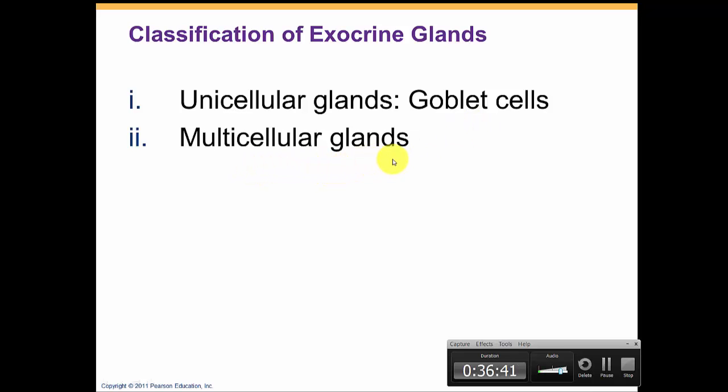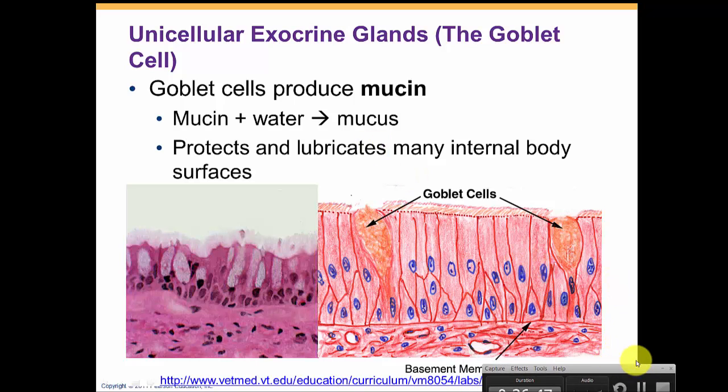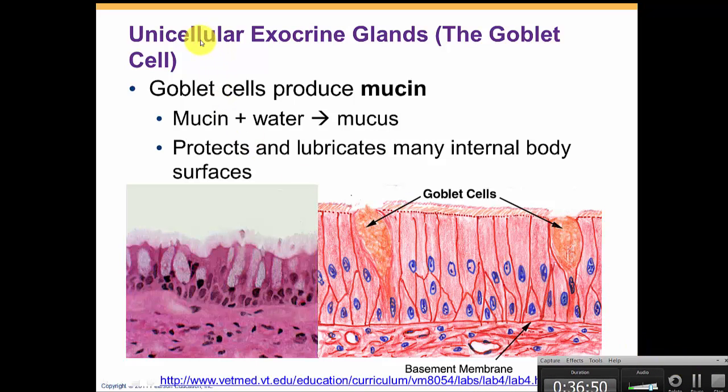And we have multicellular glands. The multicellular glands are going to be classified further, which we'll do in a second. But let's see first, what does the unicellular gland do, or what does the goblet cell do? It secretes mucin, which attracts water and makes mucus. So this picture here shows us goblet cells. Here is goblet cells under the microscope. These cells are full of mucus.